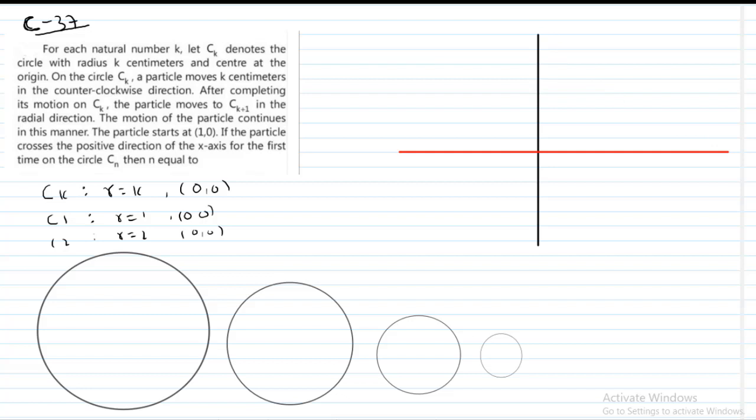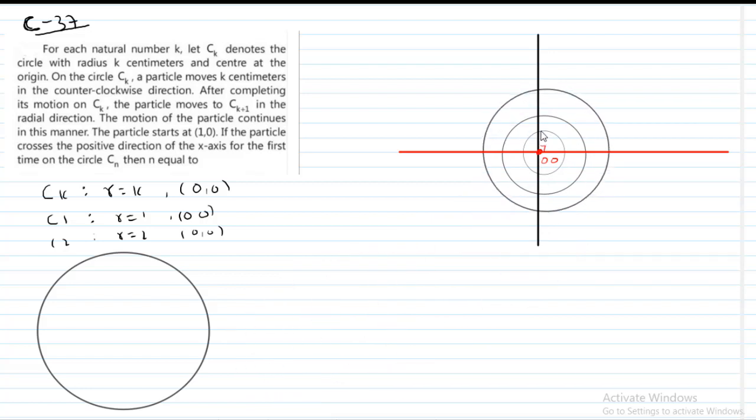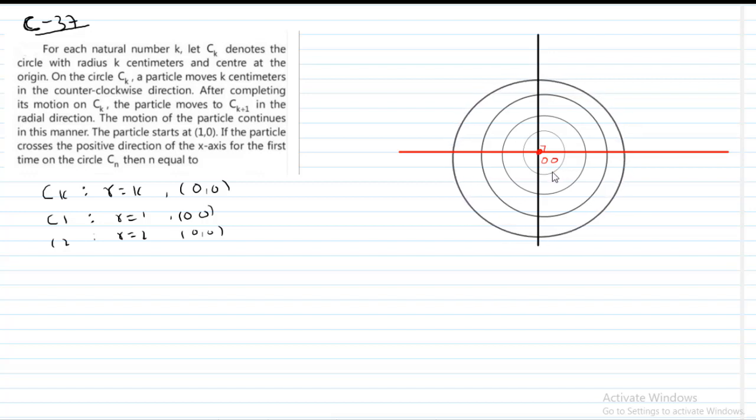Okay, students, observe here. This is the y-axis and this is the x-axis, so automatically (0, 0) is the origin. First, all are concentric circles. This is the circle, I can say C1. This is the C2 circle, this is the C3 circle, this is the C4 circle, and so on.